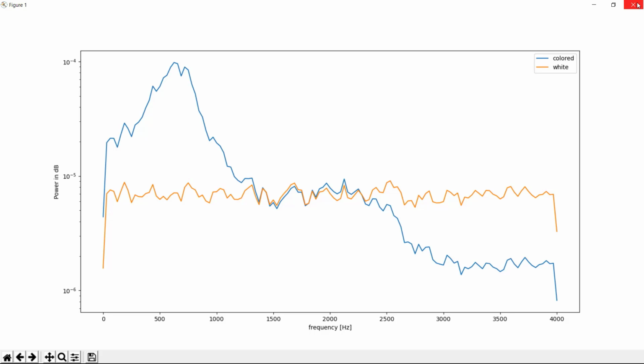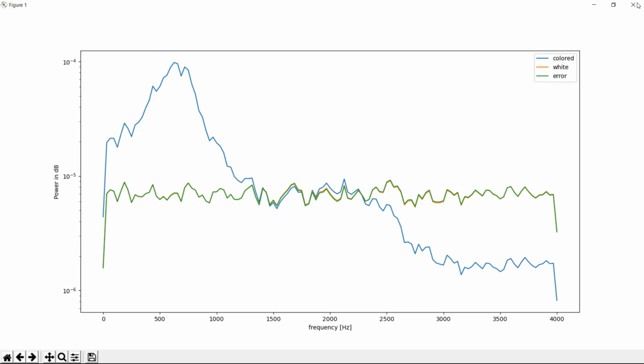So what happens then if we apply a prediction error filter to the colored signal? This we see here then with the green line, and you see that this is now more or less identical to the white noise power spectral density. So we were able to remove the coloration. So we were successful with our linear prediction approach.